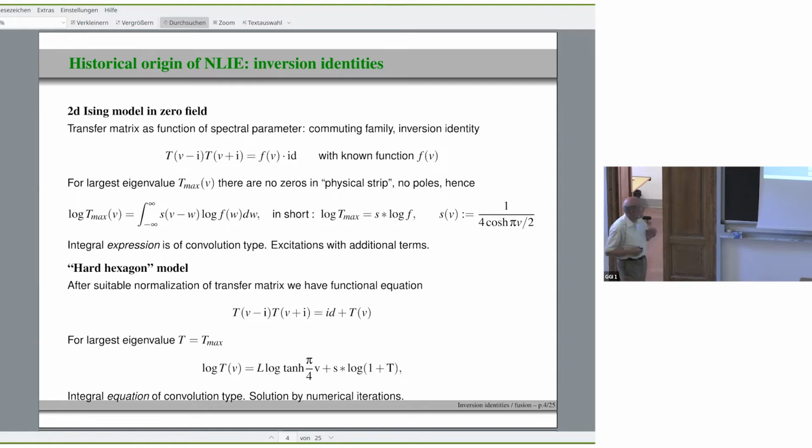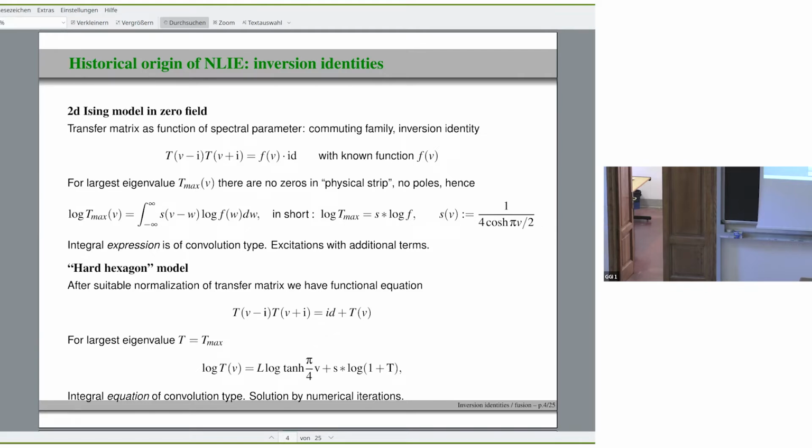This is under control. What else can happen? There's something called the hard hexagon model. Here, the similar product of the transfer matrix evaluated at these points v plus minus i is not just a known function times the identity. Here I, so to say, normalized out this function. There comes something else, but this something else, still unknown, is identical to the transfer matrix. So then we get a functional equation where on the left-hand side and on the right-hand side we have the same unknown object. Then we use the same technique as before.